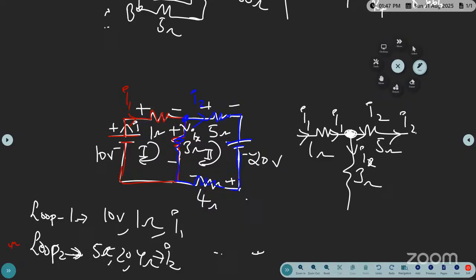Yes. If you consider this node, at this node, apply KCL. What is KCL? At a node, the algebraic summation of currents entering towards the node is equal to the algebraic summation of currents leaving from the node. Okay. So what currents are entering towards the node?